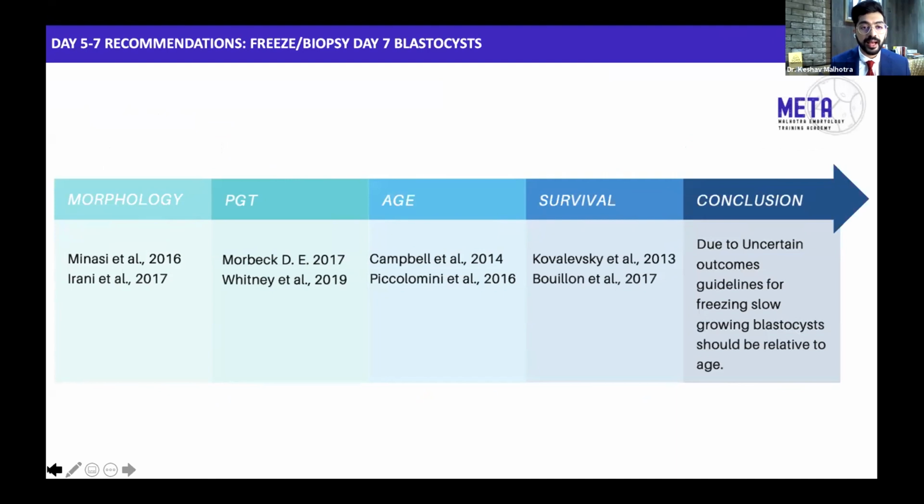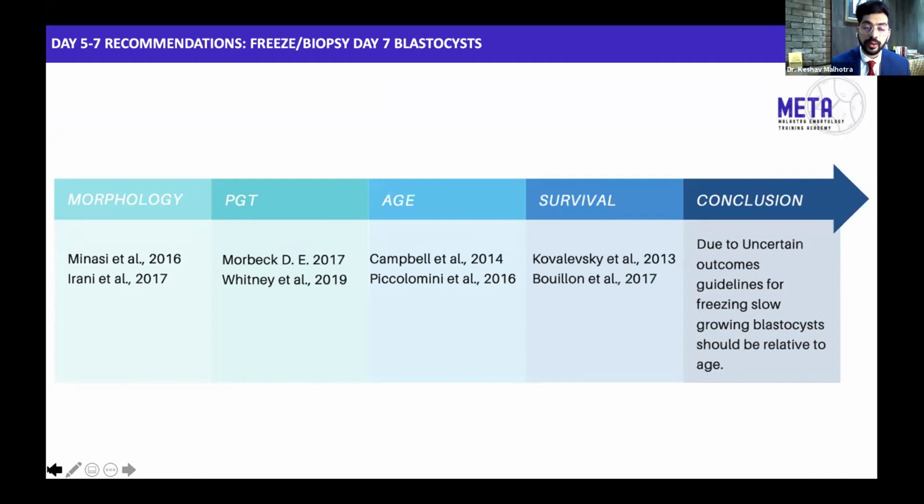Now, what about day 7 blastocysts, and especially blastocysts which have been biopsied on day 7? Some of these publications actually mention that the morphology of the blastocyst is very, very important. It's also important that you biopsy these blastocysts in order to get the best kind of outcomes. Again, the age of the patient plays a very important role as far as day 7 outcomes are concerned. And survival rates here are variable. So you have to counsel your patients that you would not get the same kind of survival rates as compared to a day 5 or a top quality day 6 blastocyst.